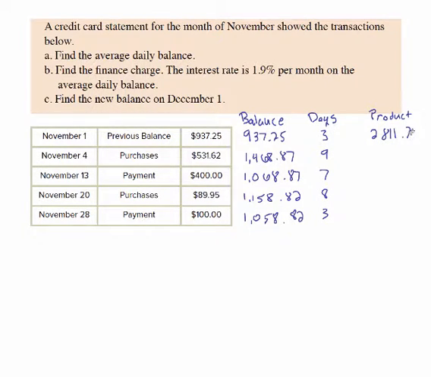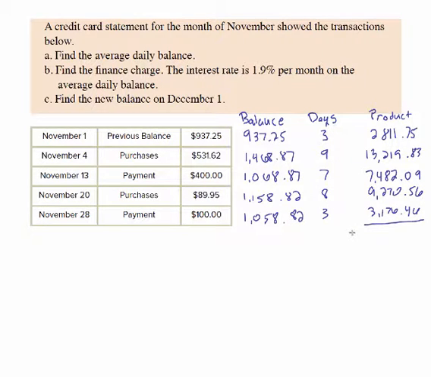So $937.25 times 3 works out to be $2,811.75. $1,468.87 times 9 is $13,219.83. $1,068.87 times 7 days gives us a combined balance there of $7,482.09. $1,158.82 for 8 days amounts to $9,270.56. $1,058.82 for just 3 days is $3,176.46.